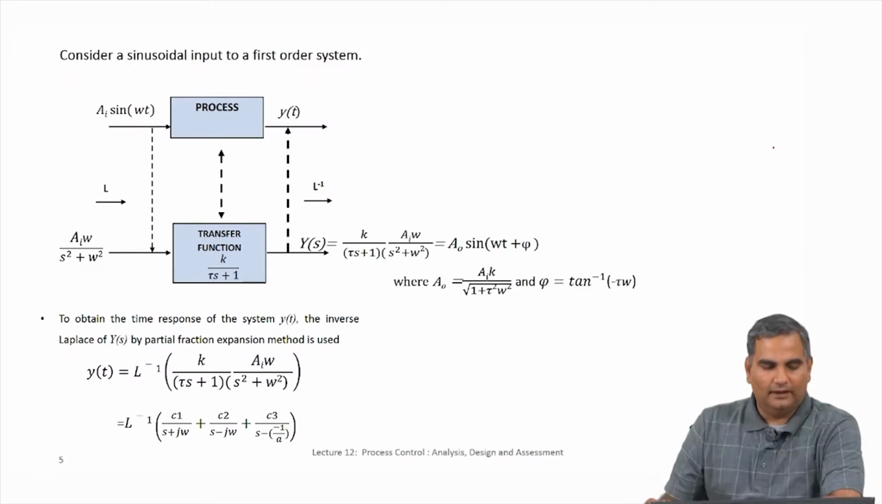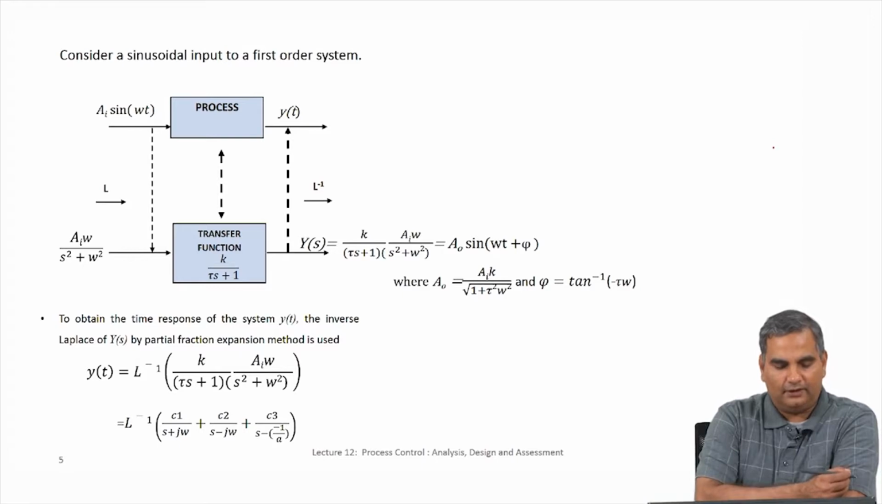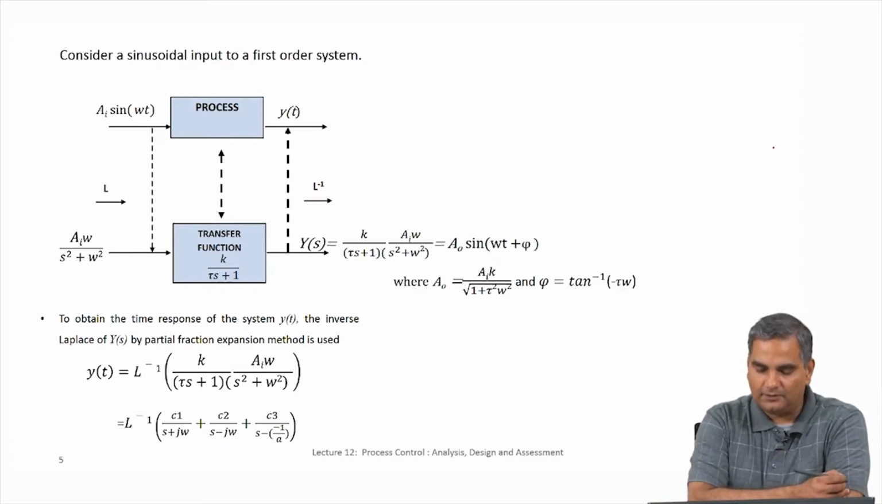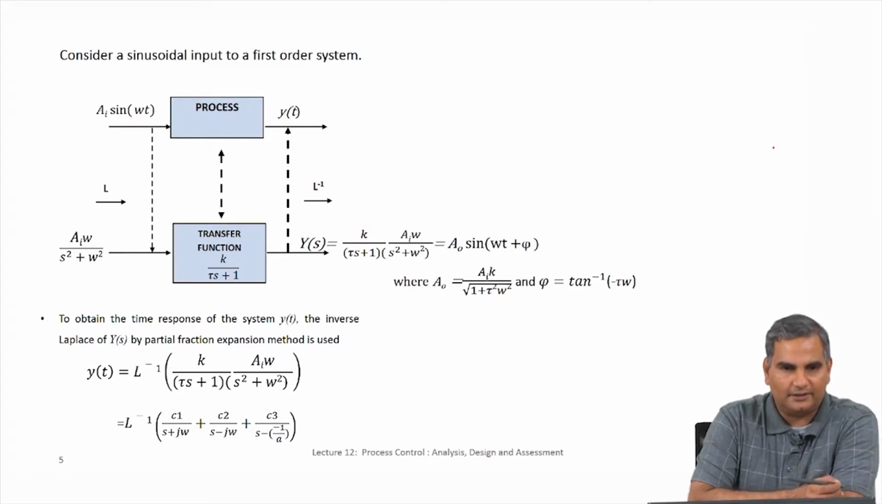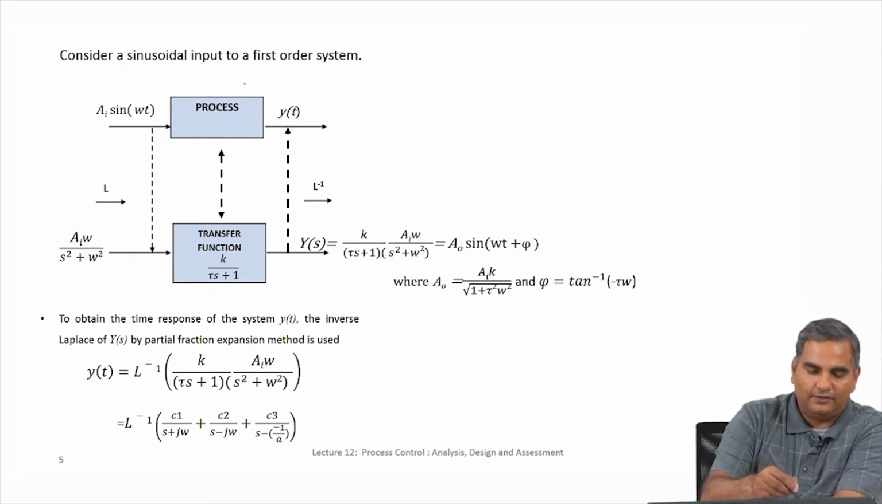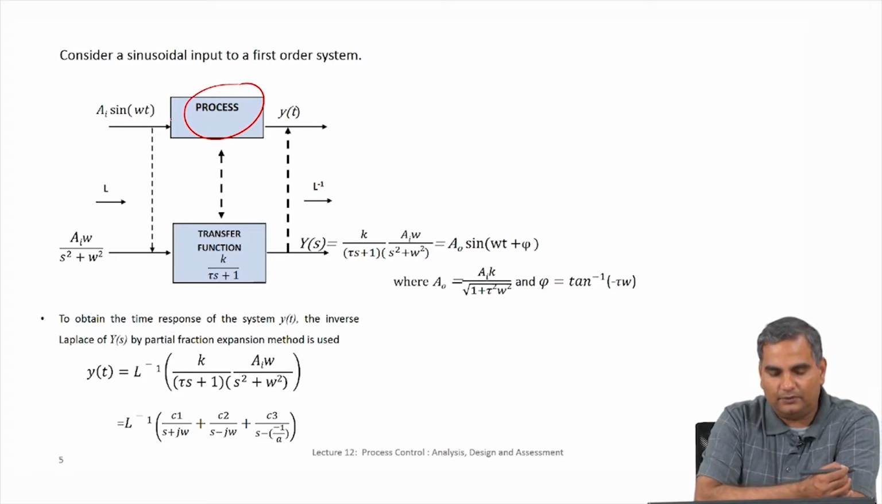So, there is a particular input function that is of importance in control systems. This is called frequency response analysis of the system. We will come back to this in more detail later. So, typically if you have a physical process, what you could do is you could give a sine input to the process and then see how the output looks.